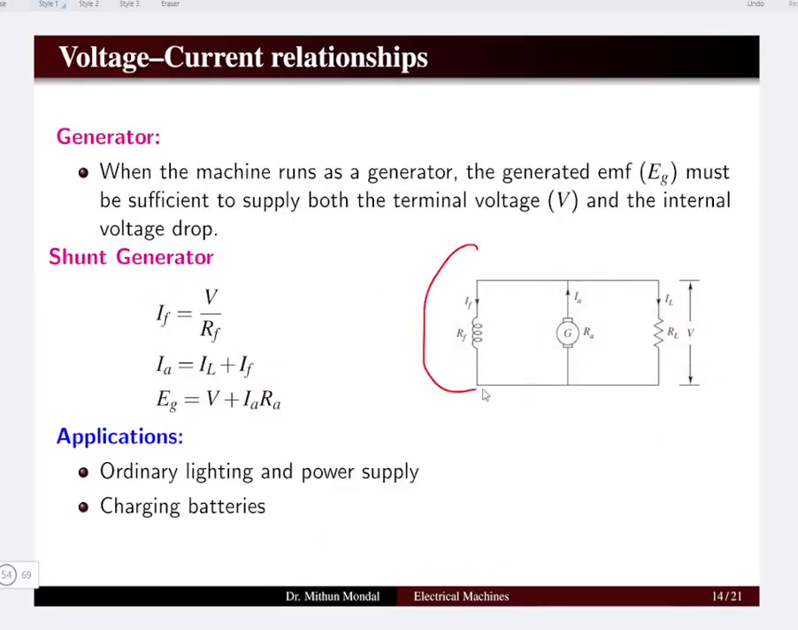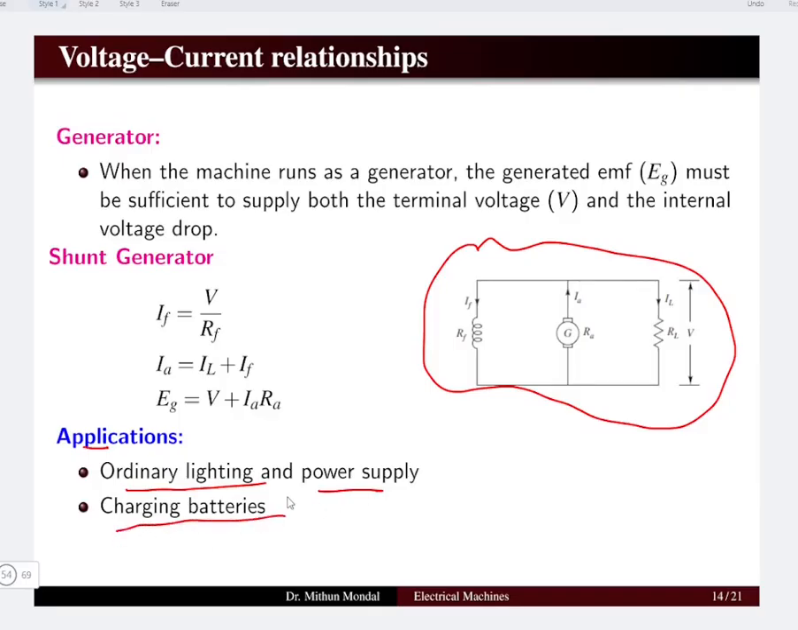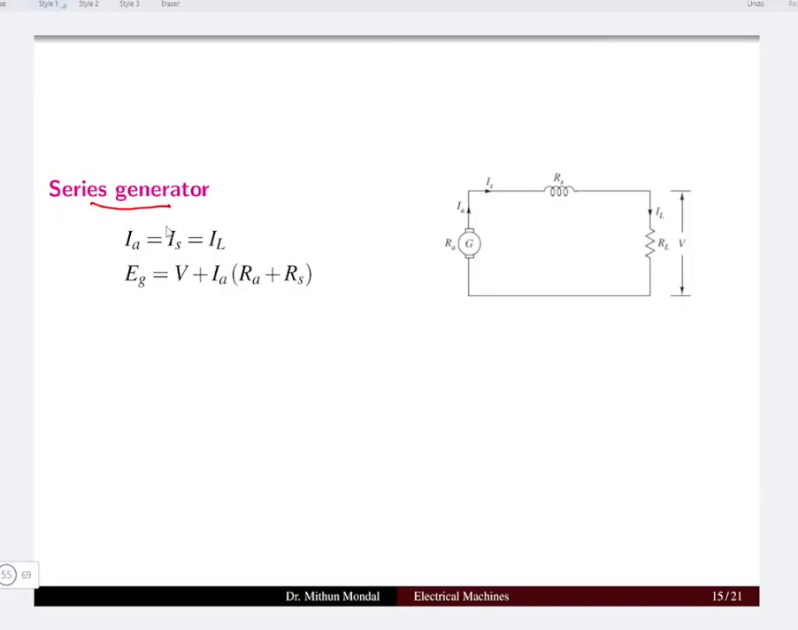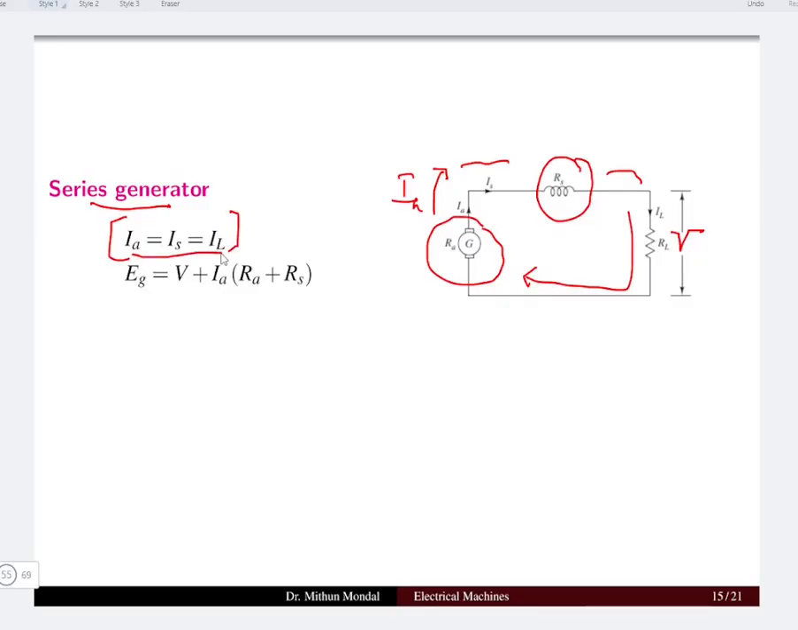This shunt generator is generally applicable in ordinary lighting and power supply as well as in the charging of batteries. Now let us take the example of a series generator where the field winding is connected in series with the armature. So the entire armature current which is produced by the generator will be flowing in the same circuit in series, whether it is in the series winding or in the load. The terminal voltage will be V. Here the current remains the same because it is in series, so armature current is equal to series current is equal to load current.